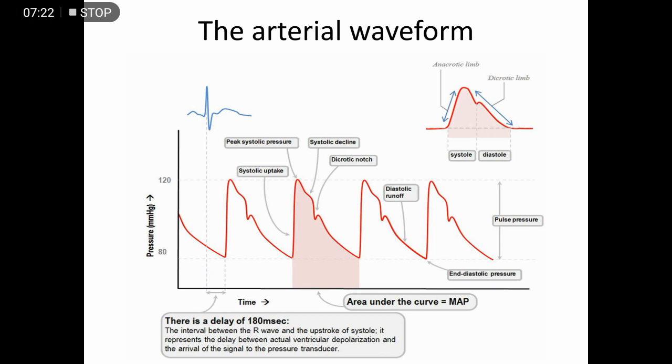This figure shows us the ideal arterial wave on a monitor. The top of the wave will be the systolic blood pressure, and the lower limit of the wave will be the diastolic blood pressure. We can also see here the dicrotic notch, which represents the closure of the aortic valve.